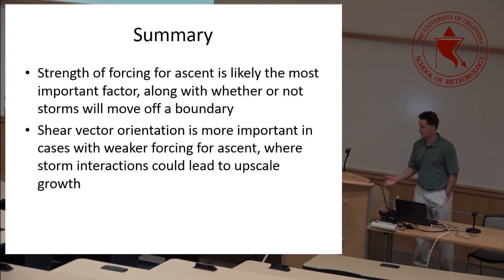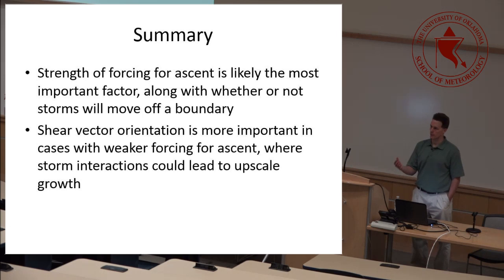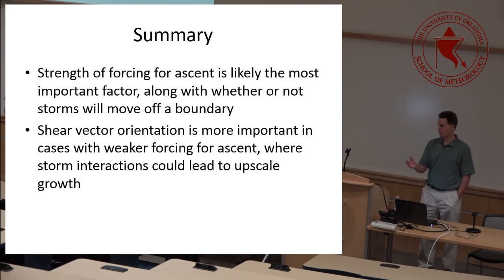The shear vector stuff seems to matter more when you have weaker forcing for ascent, and the question is, can you get storms to not interfere with one another? So even if you do initiate just a few storms, you want to make sure you keep them from interfering with one another, and that's where the favorable shear vector and deep layer flow orientation probably comes in the most, to short circuit upscale growth.